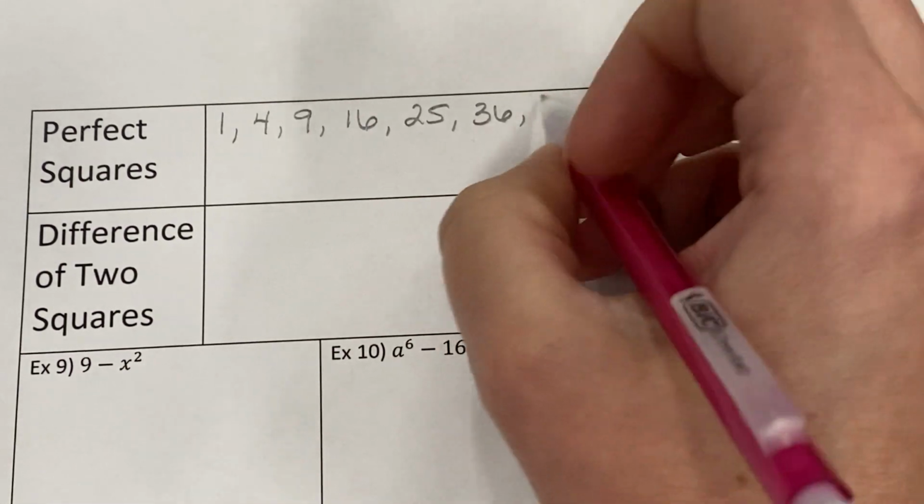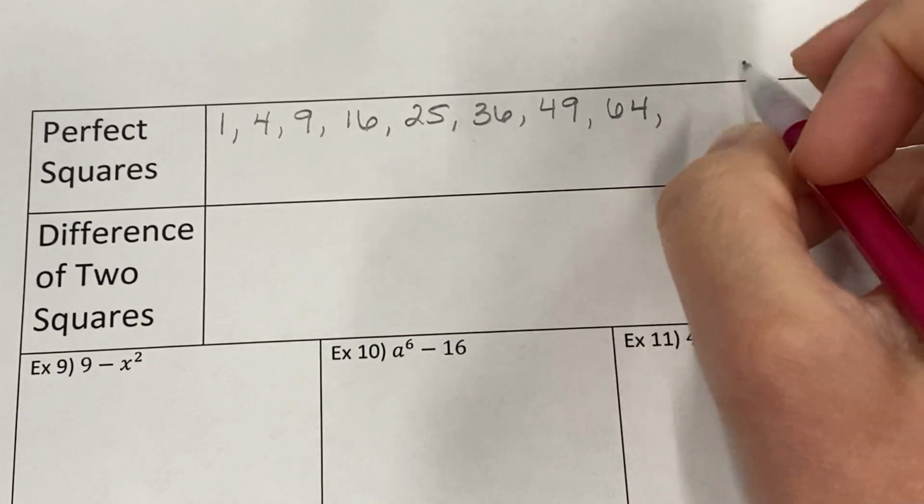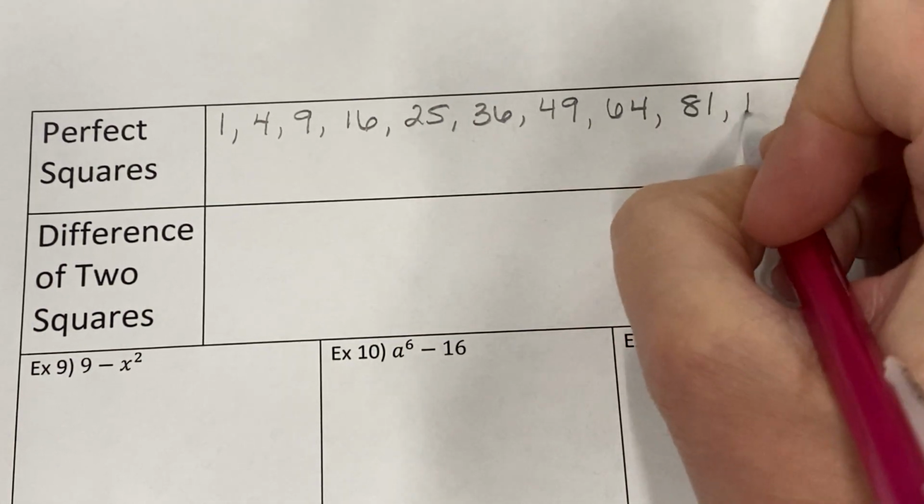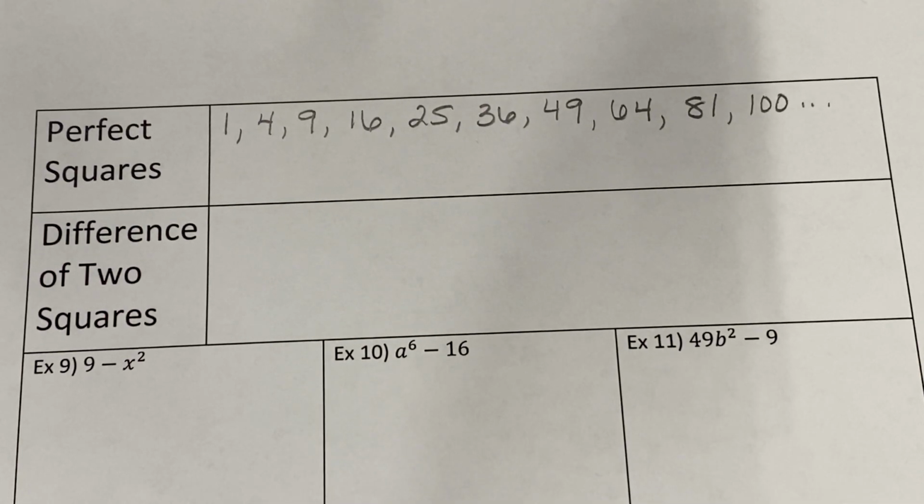25, 36, 49, 64, 81, 100, and it goes on. Okay, so those are the first 10.